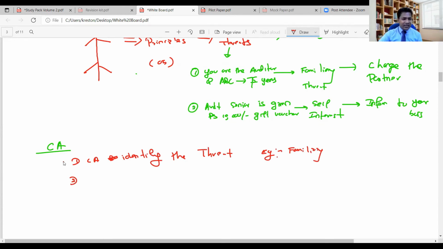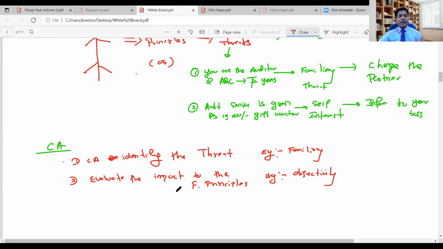Number 2, evaluate the impact to the fundamental principles. For example, familiarity could affect objectivity. So first of all, the chartered accountant identifies the threat. The threat is familiarity. Number two, evaluate the impact to the fundamental principles.